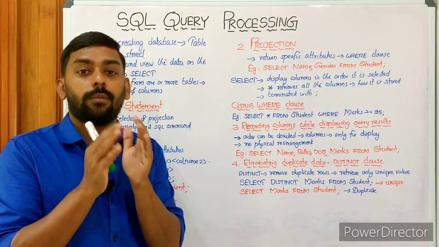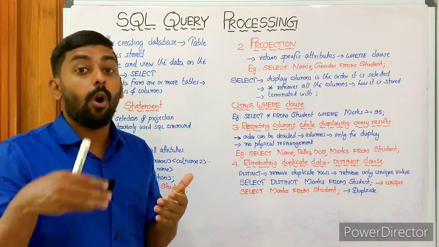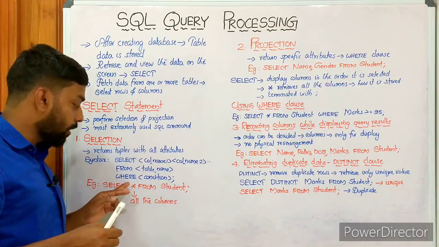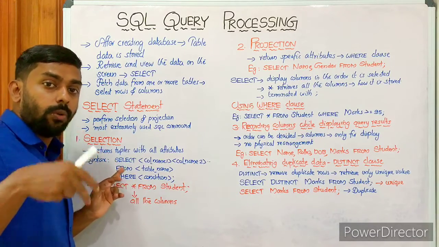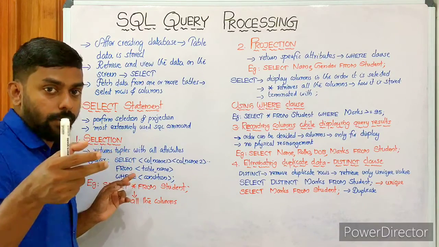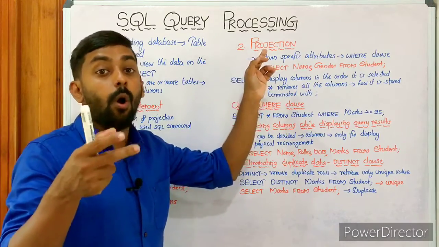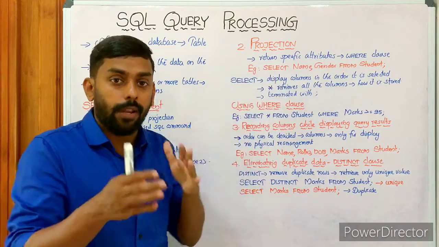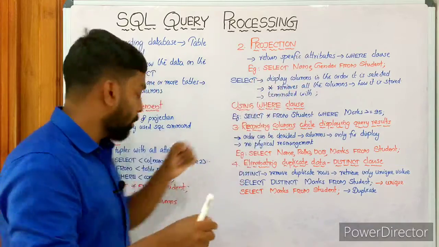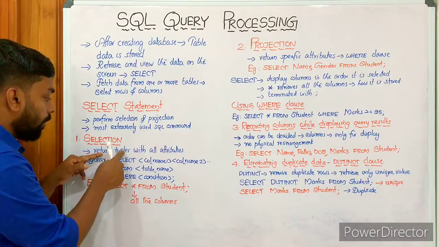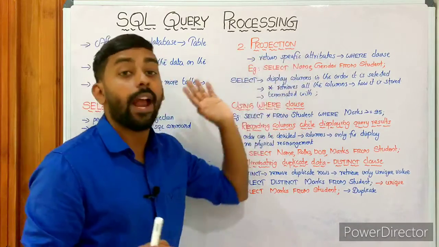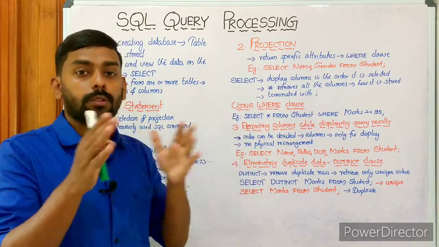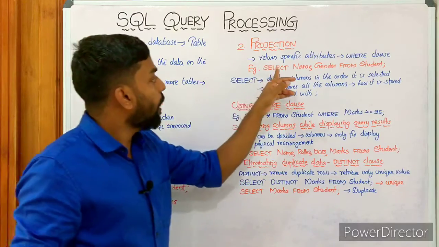We know projection is the terminology related to columns. Here we have selected all the columns using star. But selection is used to retrieve tuples from a relation, and projection is used to retrieve columns, to return specific attributes. Selection returns tuples or rows, projection returns attributes or columns. Selection to rows, projection to columns. That's it.